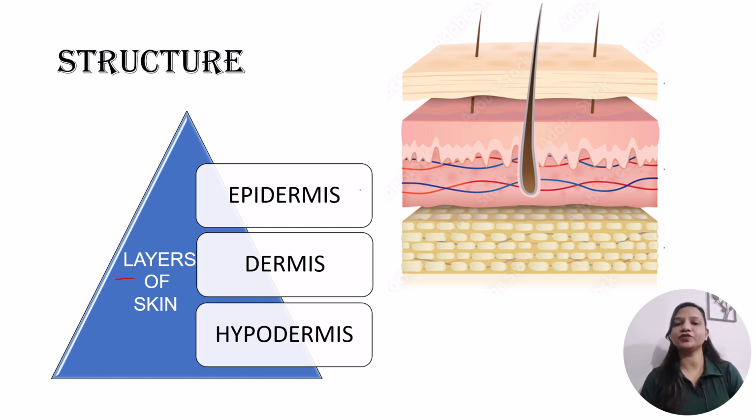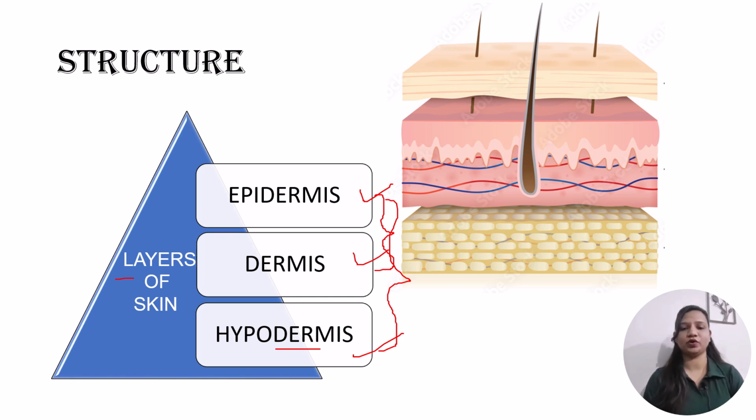The most superficial is the epidermis. Below that, there is the dermis layer, and the deepest layer is the hypodermis. You have to keep in mind that in some books there are only two layers of skin, epidermis and dermis, and they consider the hypodermis as the layer of adipose tissue present below the skin. But some books consider all three as layers of skin. Okay, now we will see each layer in detail.